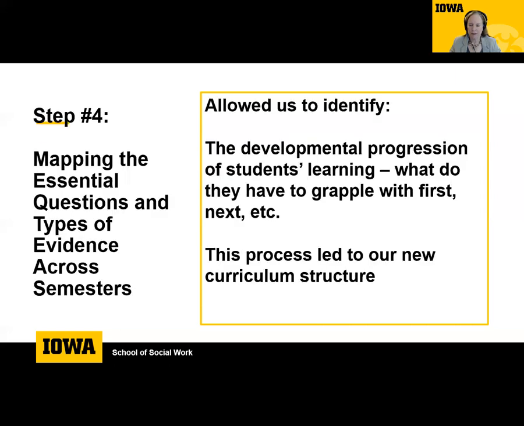And then the fourth step in this process that we've been engaging in was mapping the essential questions and types of evidence across the semesters of the program. So we started with the 2-year program, which is students coming into the program without a BA in social work. And what we looked at was, what is the developmental progression of students' learning around these questions and types of evidence? So what do students need to grapple with first, which would be in the generalist or the first year in the program, before they're ready to advance to those higher level types of evidence and essential questions that would make up the second year or the specialized curriculum in the program.